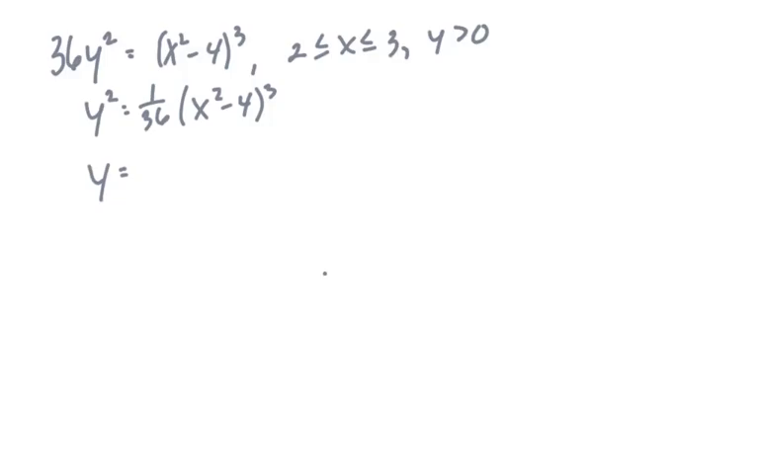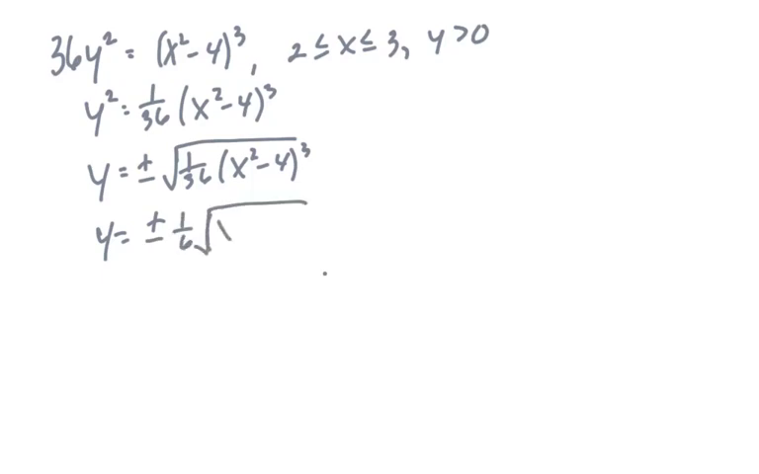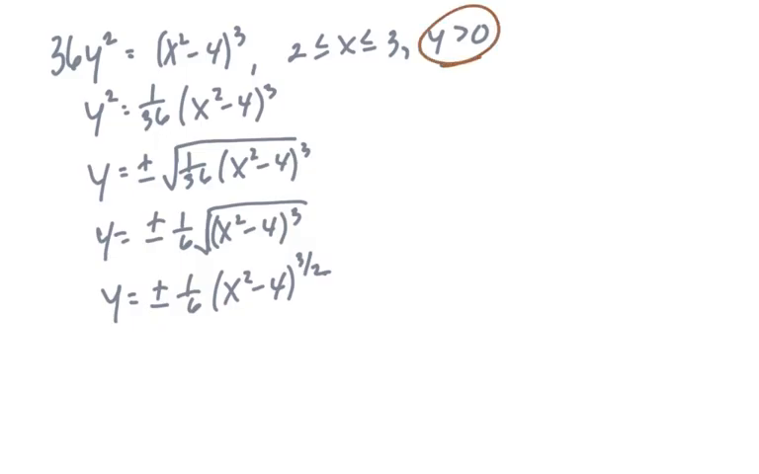So y equals plus or minus the square root of 1 over 36 times x squared minus 4 to the third, which if you think about it, it's plus or minus 1 over 6 times the square root of x squared minus 4 to the third. So y equals plus or minus 1/6 x squared minus 4 to the 3/2. Now, one of our conditions up here is that y is greater than 0, so we can lose the plus and minus and just say 1/6 x squared minus 4 to the 3/2.